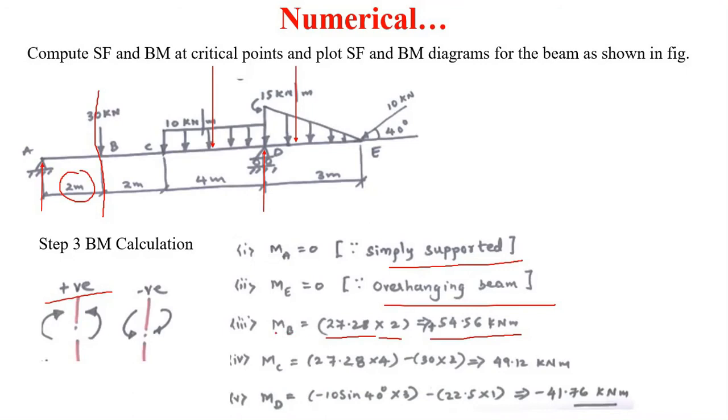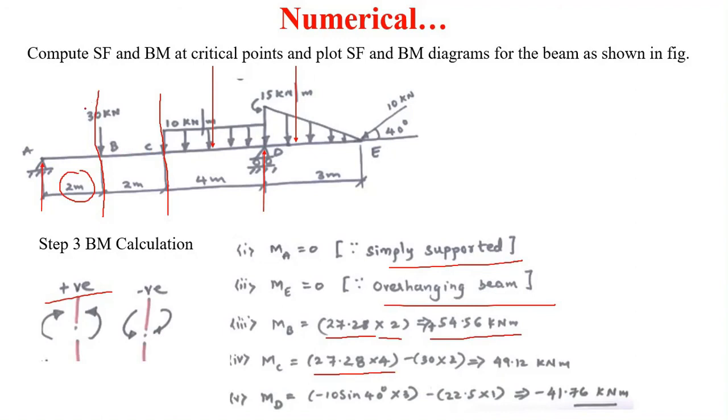After calculating the bending moment at point B, now we will calculate the bending moment at point C here. So take a section at point C. Consider the left side of this beam. This RA will try to rotate in clockwise direction. So RA into the perpendicular distance from C is equal to 4, this 2 plus this 2, 4 meter distance from C. So the moment at C is equal to 27.28, RA, into 4.